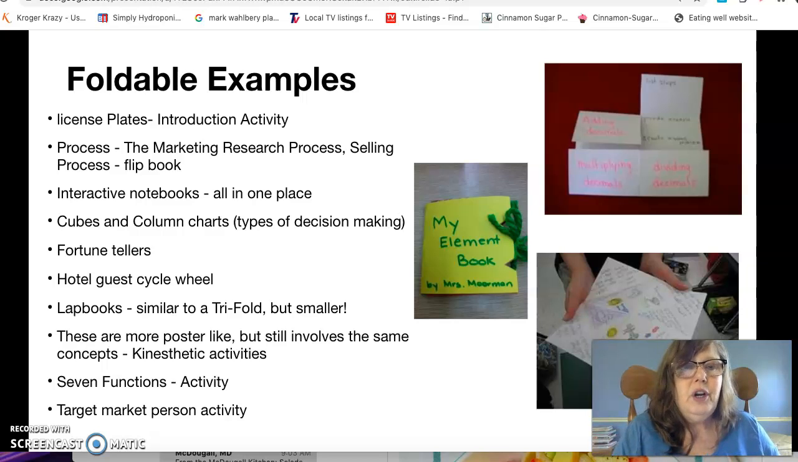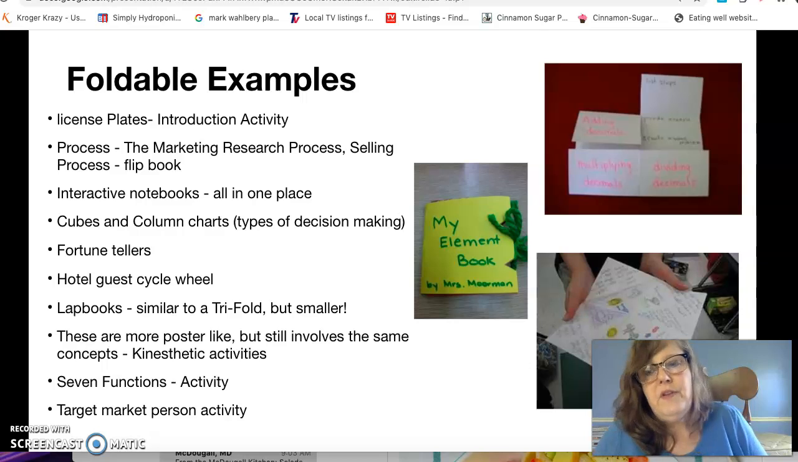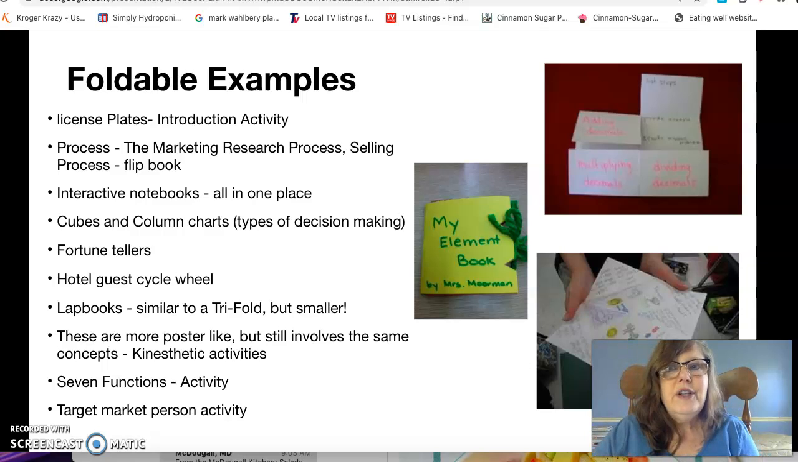Cubes and column charts. I use these for 5-minute warm-ups. When we come in, for instance, for the types of decision making, when we're looking at that unit, I'll have the kids fold a piece of paper into 3. At the top, I'll write the 3 types of decision making, and then I'll have them list different items under each category. It's a really simple, easy warm-up, and it's a great way to review what we did the class period before.